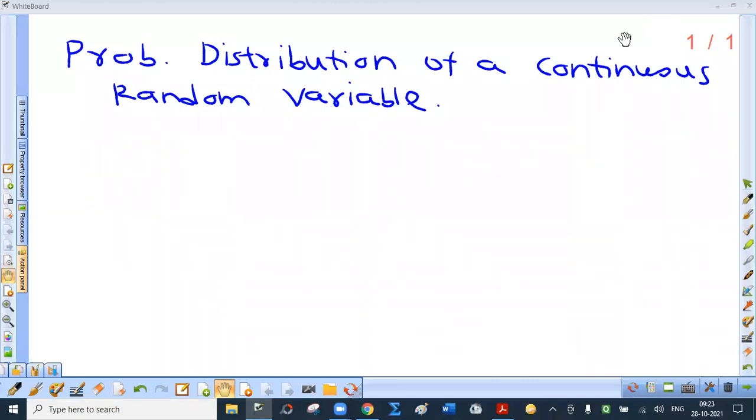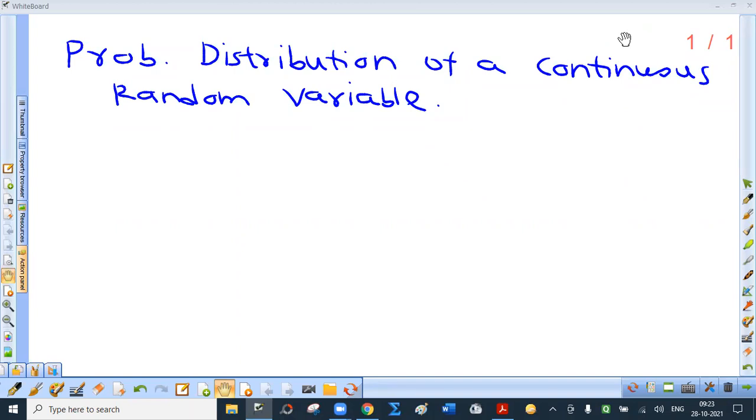Now we discuss probability distribution of a continuous random variable. Clearly, probability distribution of a continuous random variable differs from that of discrete random variable. Why? Because continuous variate takes all possible values, of course, within certain interval.